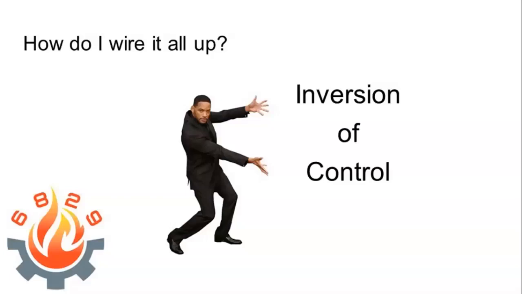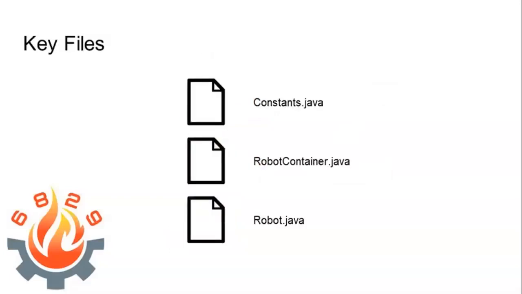So when we start actually trying to wire these commands and subsystems together, there are basically 3 files you have to worry about, right? One of them you don't have to do anything with if you're just doing basic stuff, you'll just leave it alone. So there's the Constants.java, the RobotContainer.java, and the Robot.java. So let's go through this.